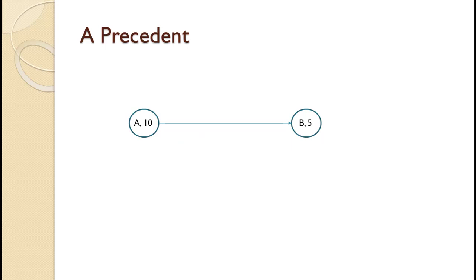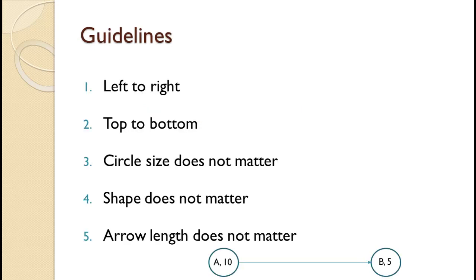The diagram on the slide is a very simple precedence diagram. It tells us that A takes 10 units of time and B takes 5 units of time. The arrow going from A to B tells us that A must be completed before B can start. In general, precedence diagrams start on the left with the activity or activities that have no predecessors and move to the right, with the activity on the very right being the activity that must be completed last.